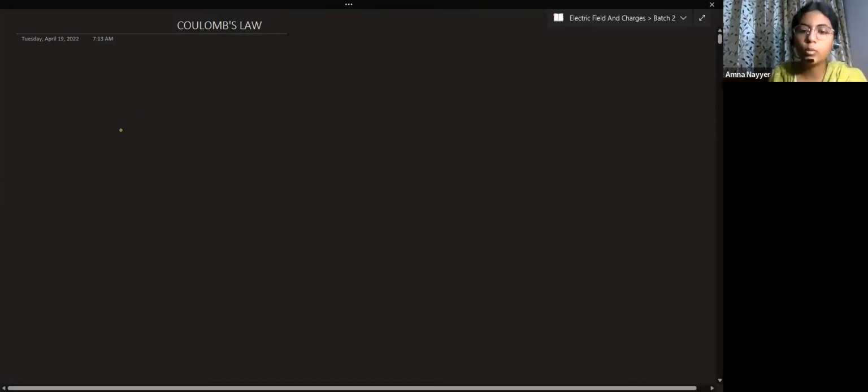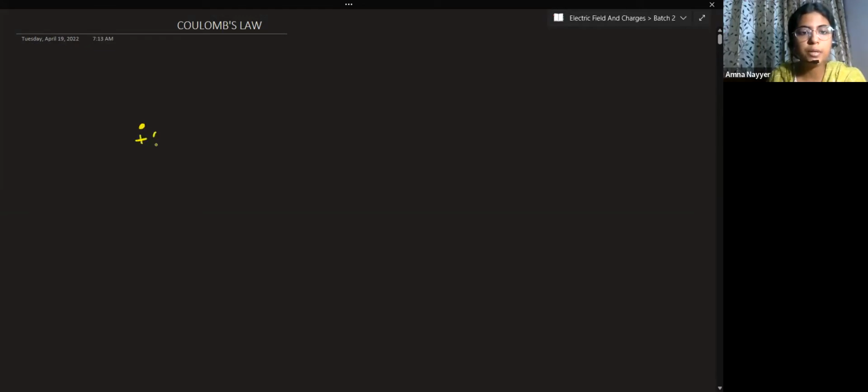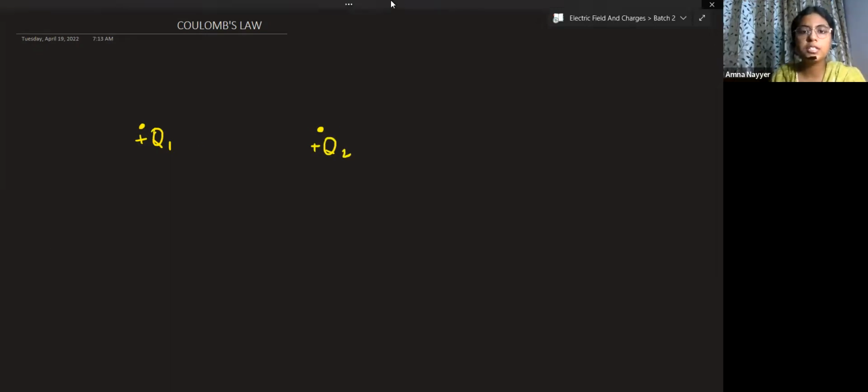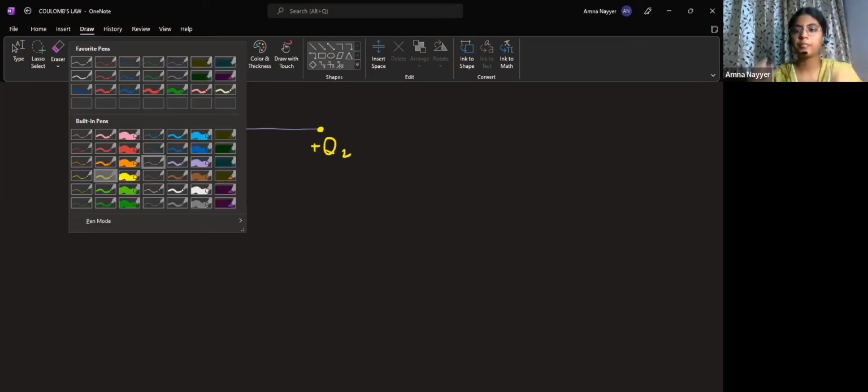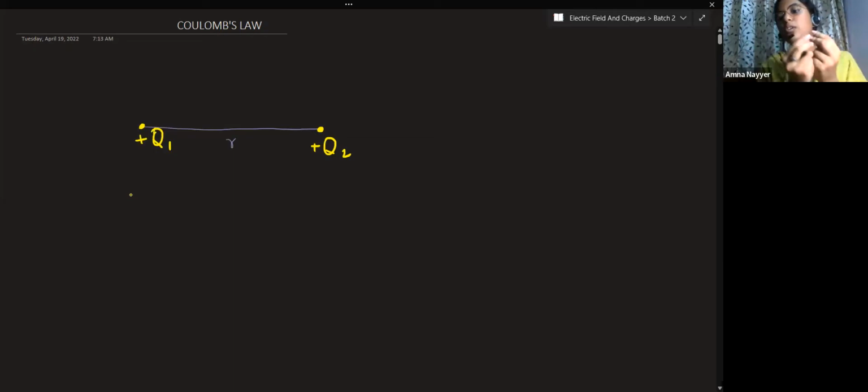See what is meant by Coulomb's law. If I say I have a single charge present with me, Q1 is a charge present. I bring another charge, plus Q2 as well. And I say both of these charges are separated by some distance, let it be small r. So there are two charges present, Q1 and Q2, separated by some amount, which I say let it be small r.